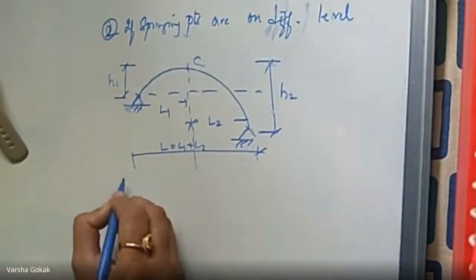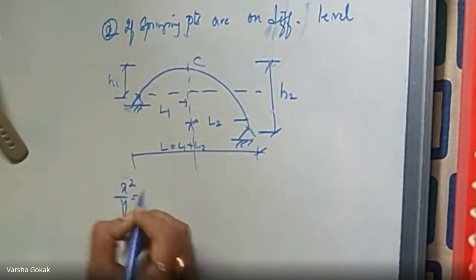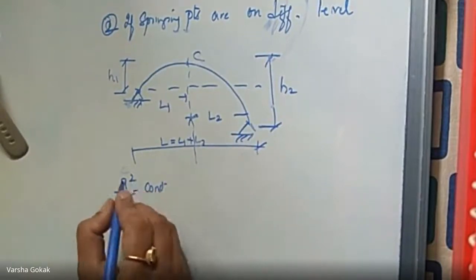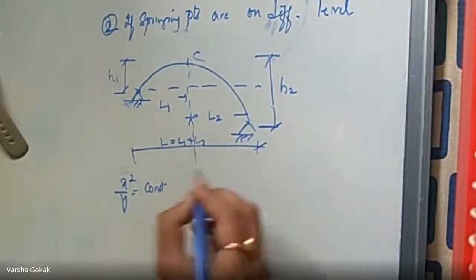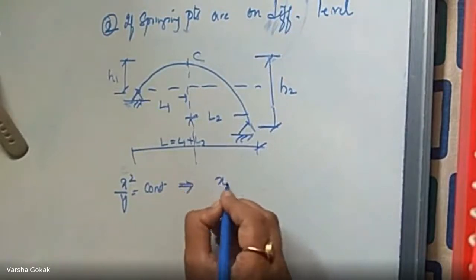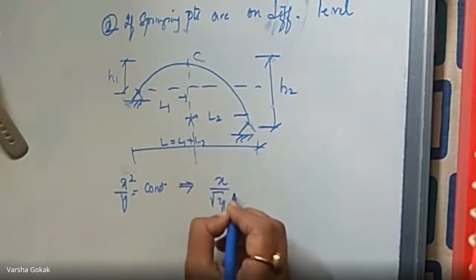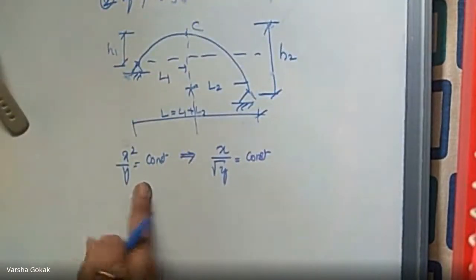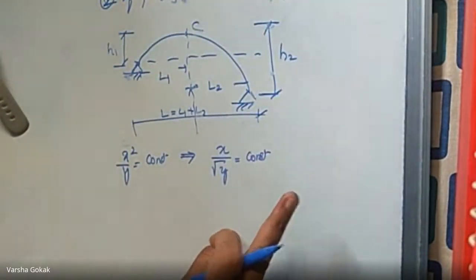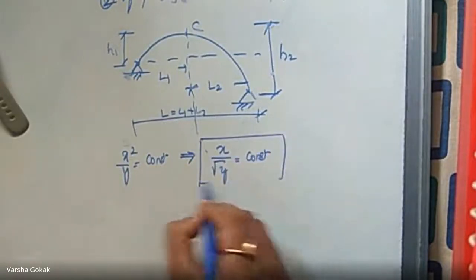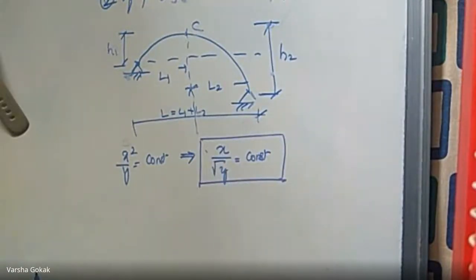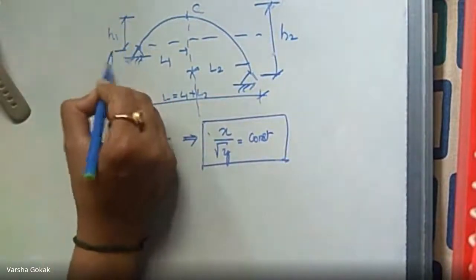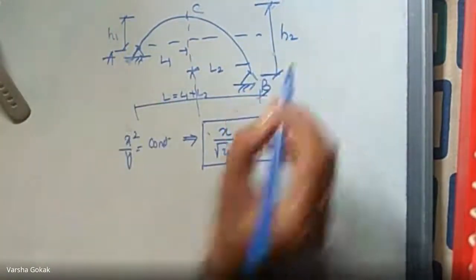Now we know the condition, that is x square by y equal to constant, that is A, right? So we know this condition. If I take a square root of this, x by under root y will still remain a constant only, because after taking the square root, I will have a constant on that side also. So we now make use of this, that is x by root of y as constant. Apply this on A point, apply this on B point.